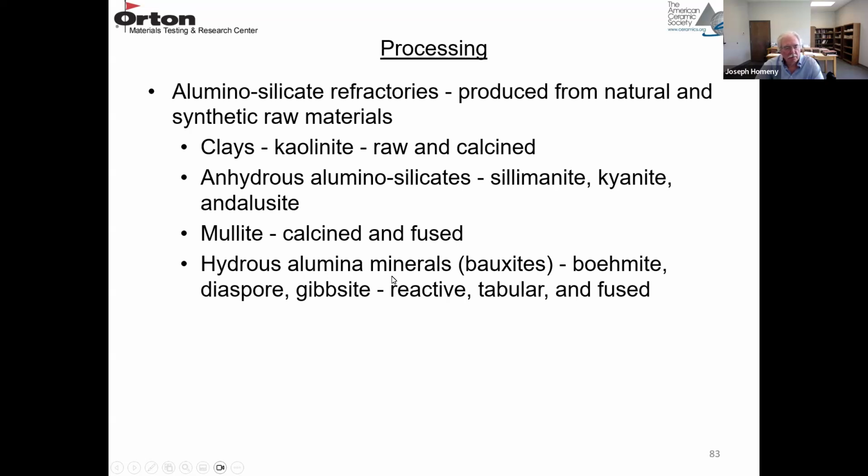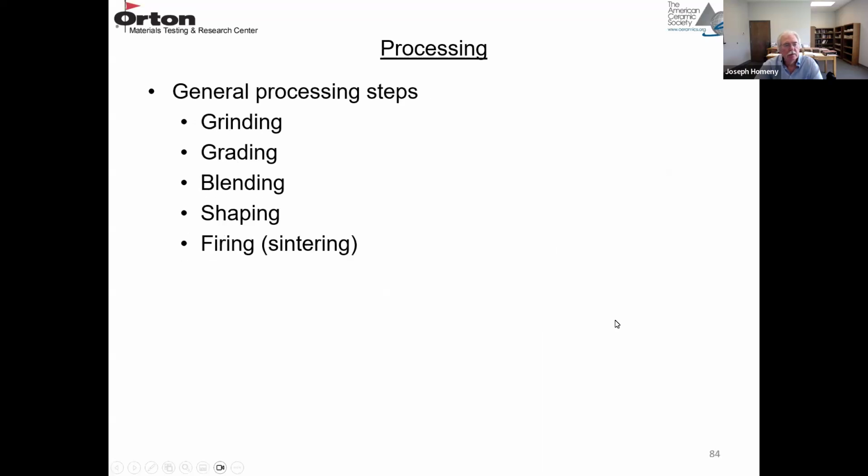And then the bauxites, the hydrous alumina minerals like boehmite, diaspore, gibbsite, they're synthetic also. They can be very fine particle size and reactive. They can be sintered to a high temperature and tabular, or they can be melted and recrystallized in terms of a fused grain. So those are the raw materials.